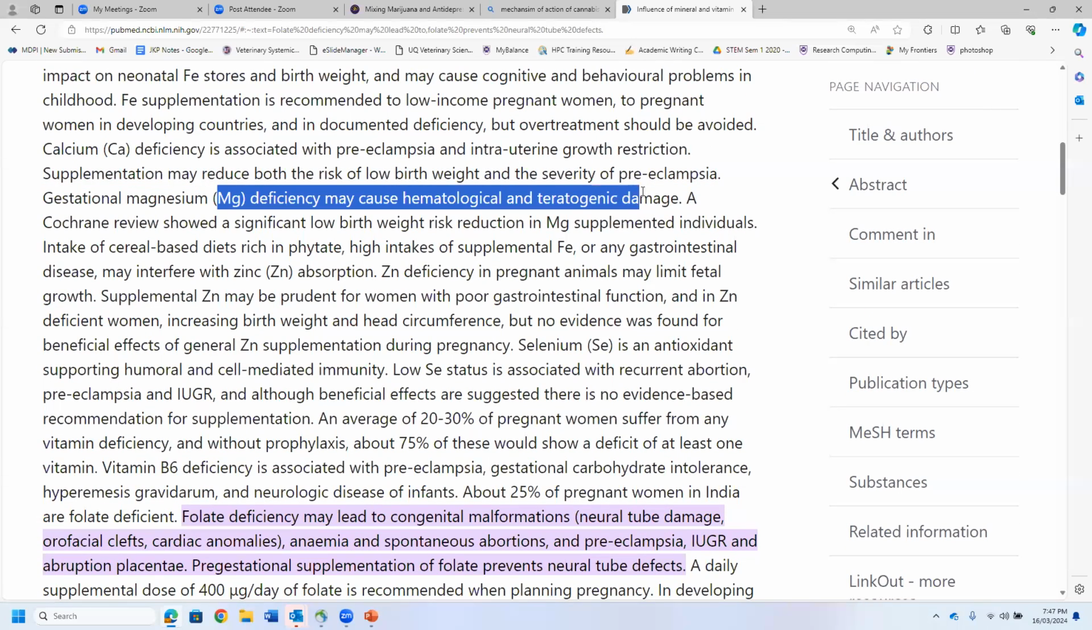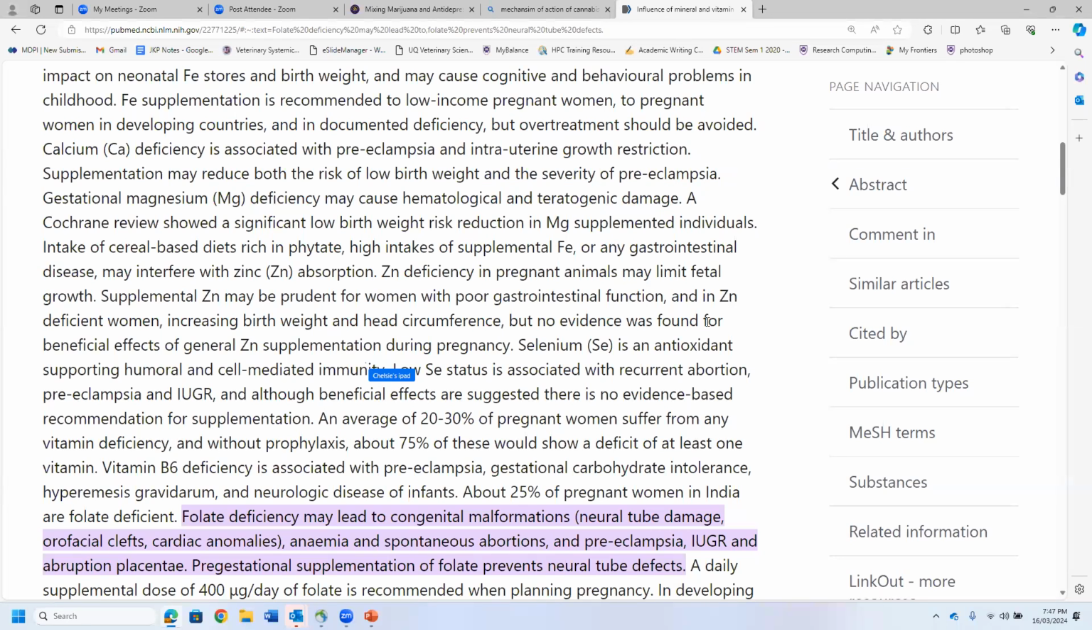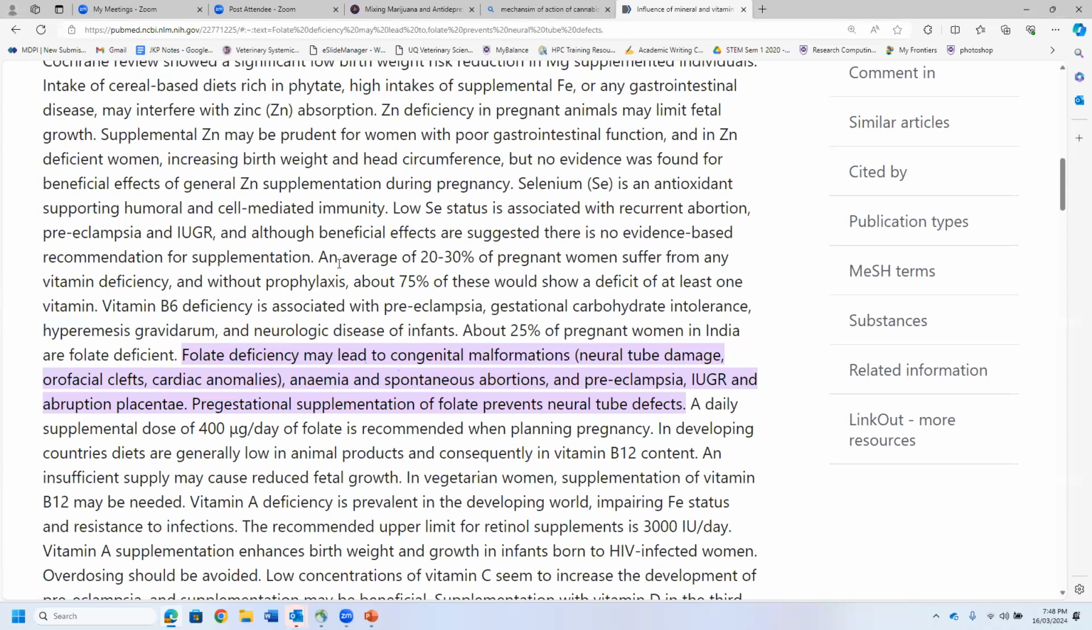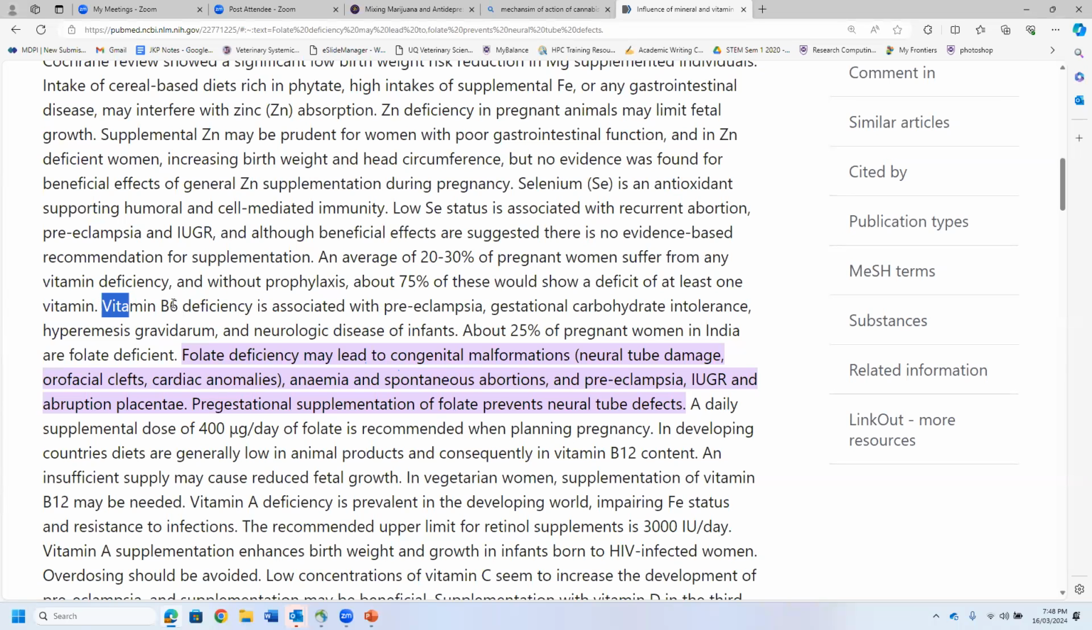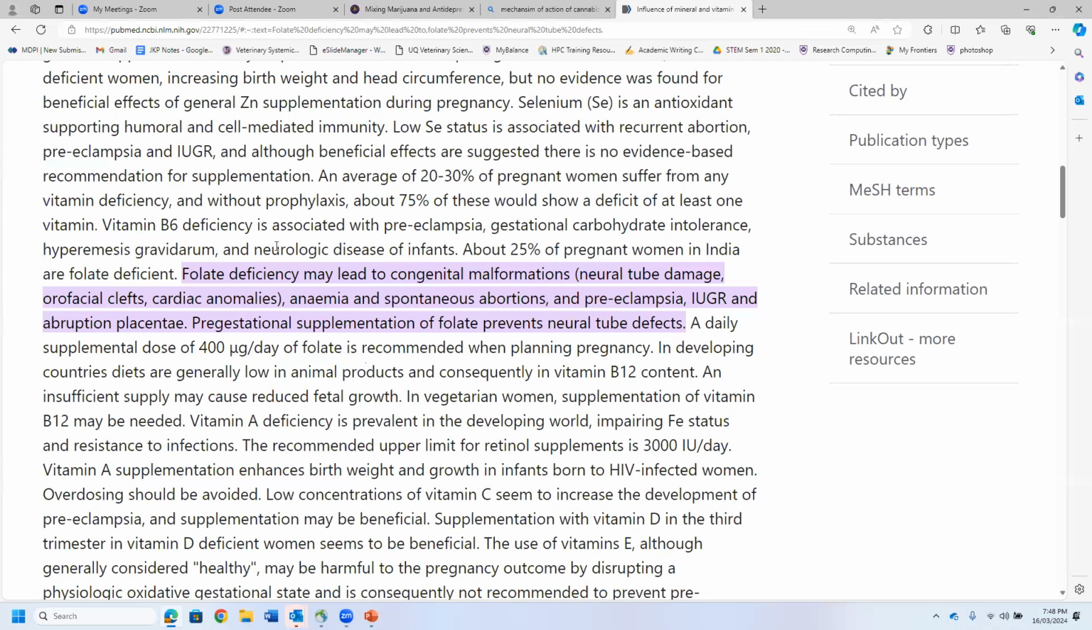Magnesium can cause hematological and teratogenic damage. So if there is reduced magnesium, then just eat the normal diet. We don't supplement it or oversupplement it. Zinc deficiency, fetal growth limitation. What else? Selenium is an antioxidant. Its deficiency is associated with abortion, preeclampsia, IUGR. Vitamin B6 is associated with preeclampsia as well. Also with the neurological disease of the infants.